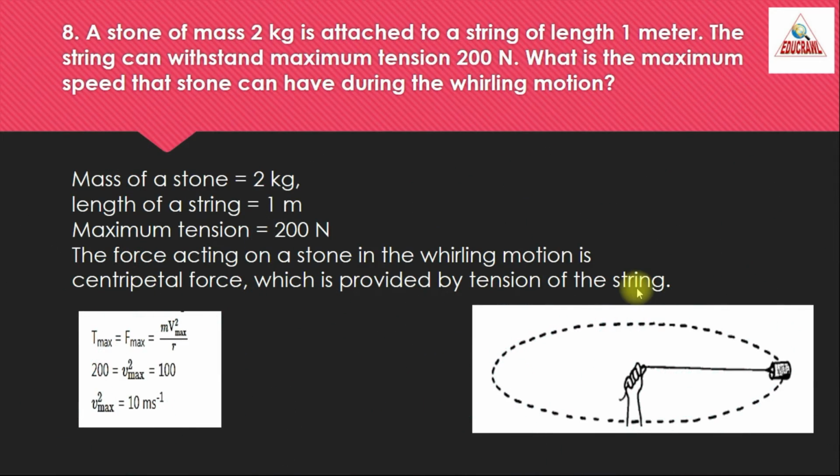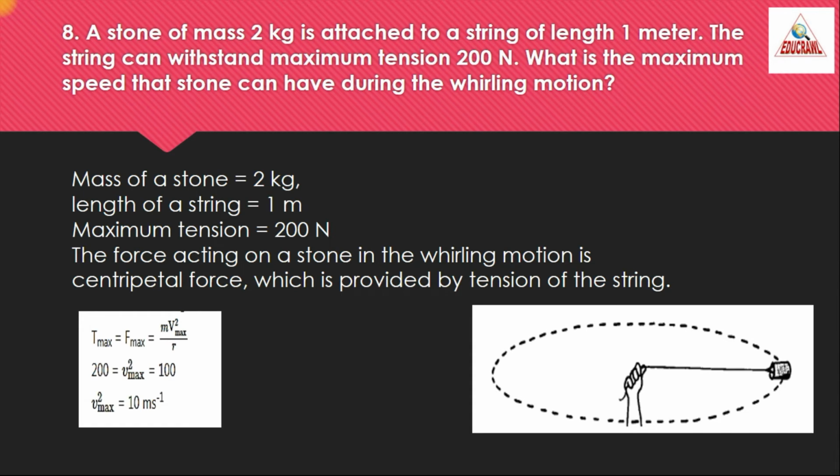Now the eighth problem. A stone of mass 2 kg is attached to a string of length 1 meter. The string can withstand maximum tension 200 Newton. What is the maximum speed that stone can have during the whirling motion? So the given data are: mass of the stone is equal to 2 kg, length of the string is equal to 1 meter, maximum tension is equal to 200 Newton.